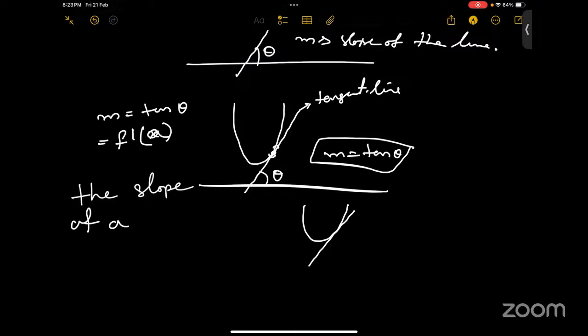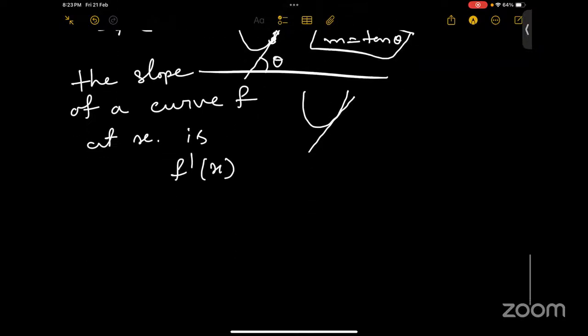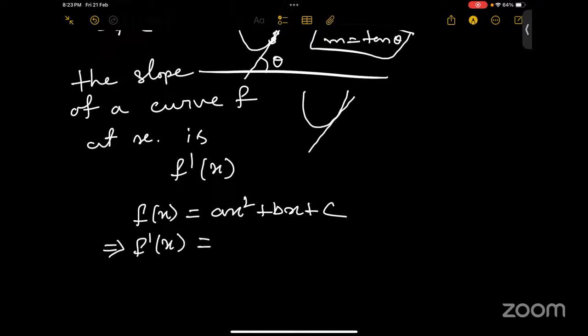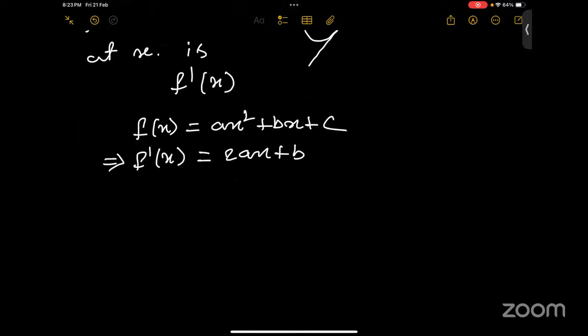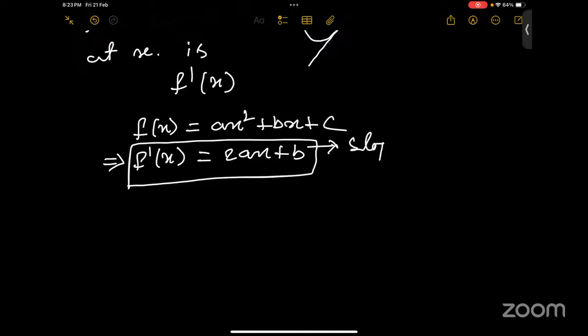And in general, the slope of a curve f at a point x is f dash x. That means the derivative of the given function. So here, particularly our function is ax squared plus bx plus c. So what will be the derivative of this function? 2ax plus b. And this is nothing but the slope of the function, right?